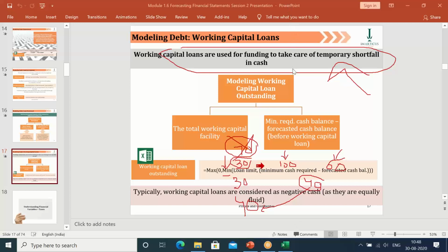Now let me change the scenario. So if the minimum cash required again is 100, this remains the same, and your forecasted cash balance is 120 rupees. So as per this bracket, we'll get an answer of minus 20.